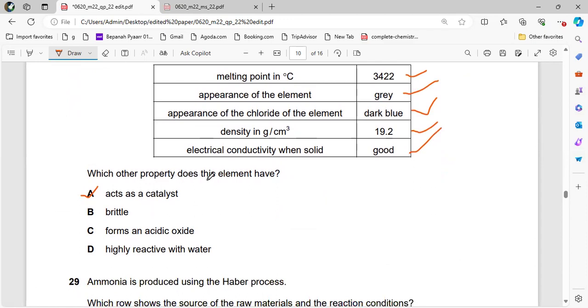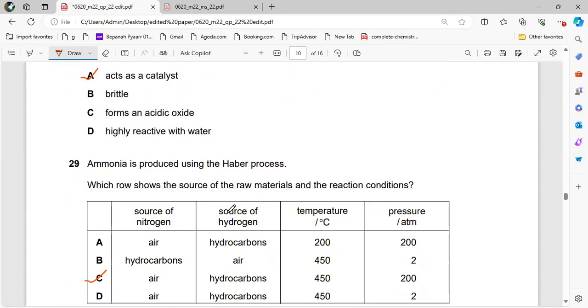Now, which other property does this element have? So as we have understood, it is a transition element. Definitely, it will also act as a good catalyst. Okay.